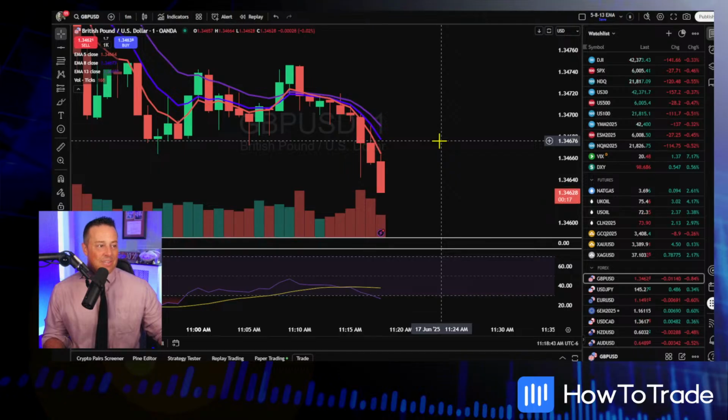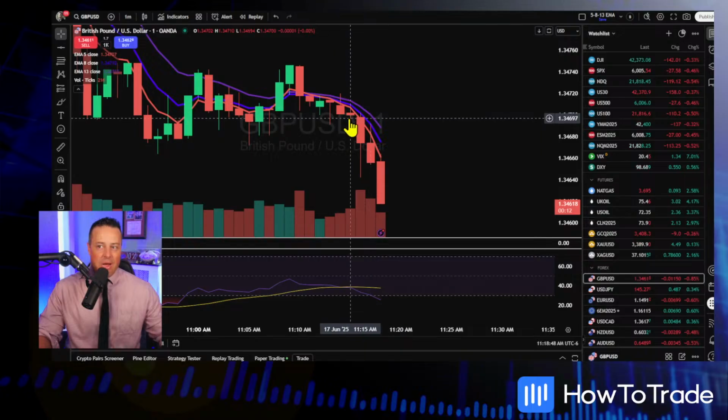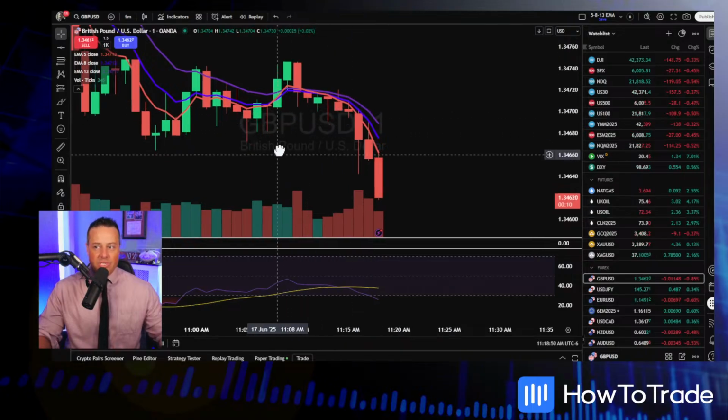Eli, a 50 SMA. Good to see Eli. You could use a 50 SMA if you wanted. We're just doing EMAs right now, though, and I think we're going to be in pretty good shape doing just that. So there's our mover.